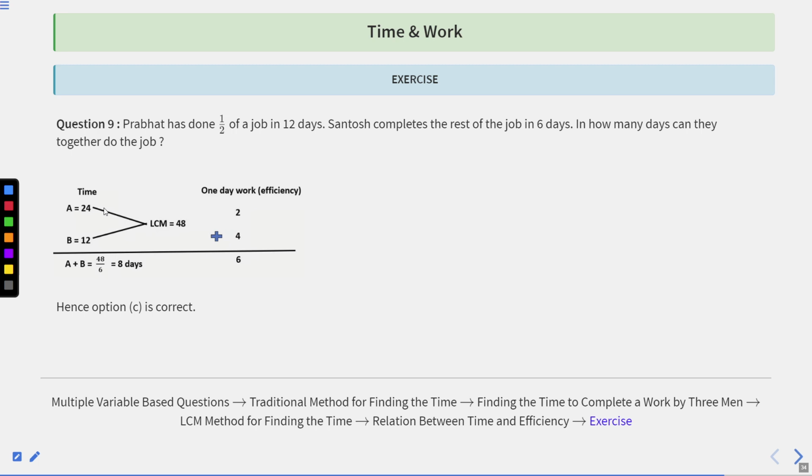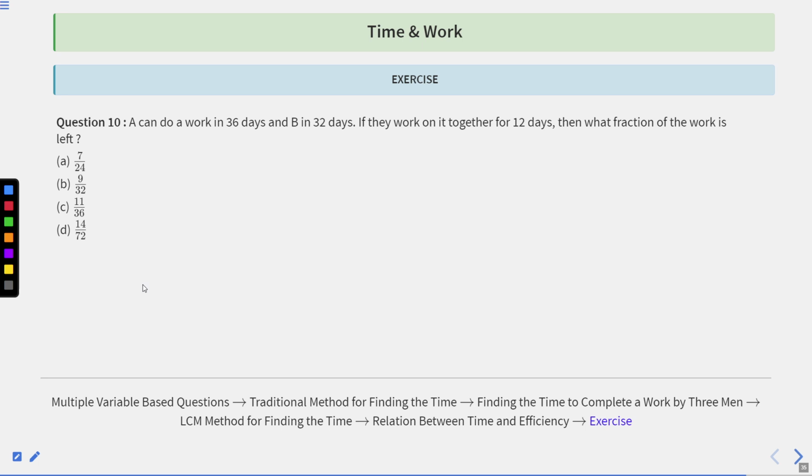That means A is equal to 24, B equal to 12. If you take the LCM, you will get 48. So the 1 day work efficiency of A is 48 divided by 24, that is 2. And 1 day work efficiency of B is 48 divided by 12, that is 4. So the total work efficiency is 6, 2 plus 4 equal to 6. So when they do it together, they will take 48 by 6, that is 8 days. So the option correct here is option C.